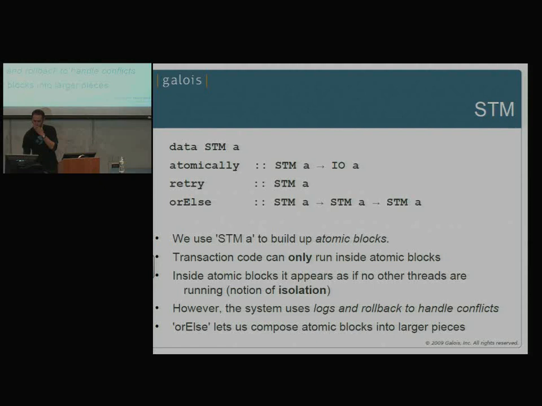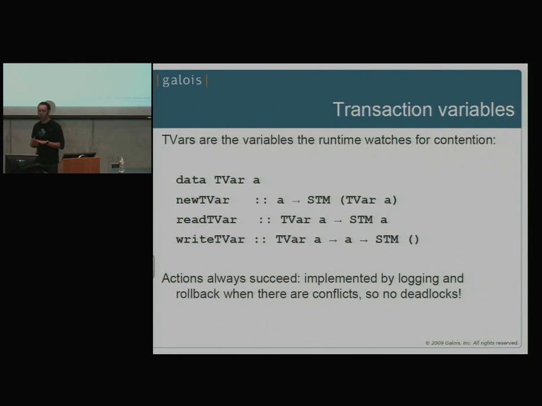Okay, we can build, we'll see some examples in a second. We can build up shared memory abstractions using STM, tvars for example. Tvars are the variables that the system will watch for contention. So you will write values into your tvars and read them from them. Other threads will be doing the same thing.